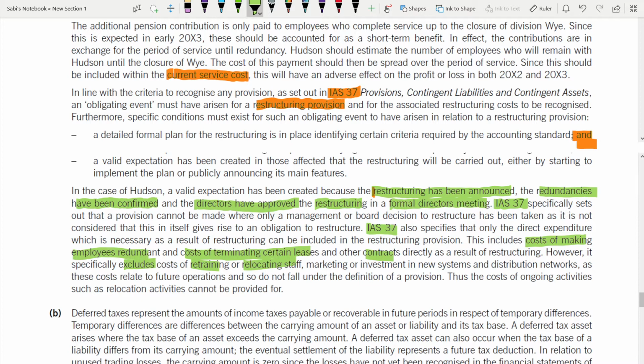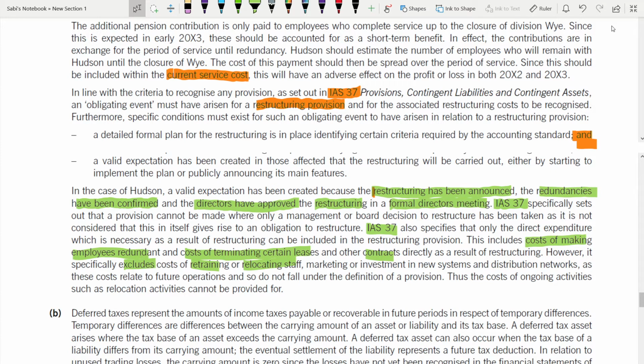Please make sure that not everything falls in your provision. Future operating losses will never fall in provision. There's no provision for that. Relocating staff, retraining, marketing, all these costs will not be there. Provision will not be made for this type of cost because they relate to future operations, right?